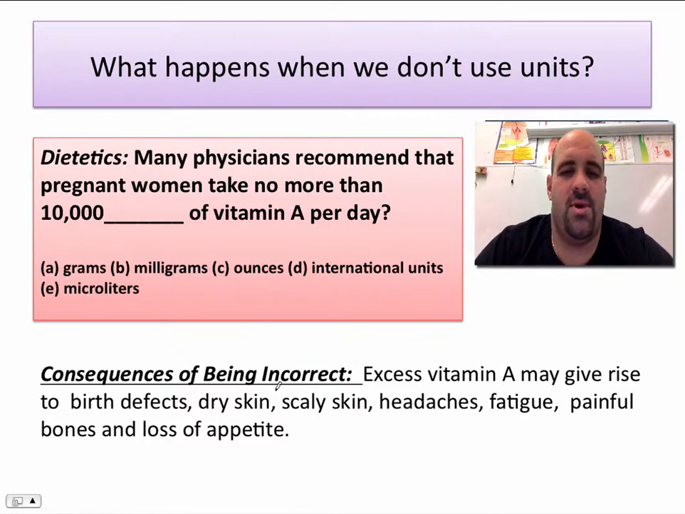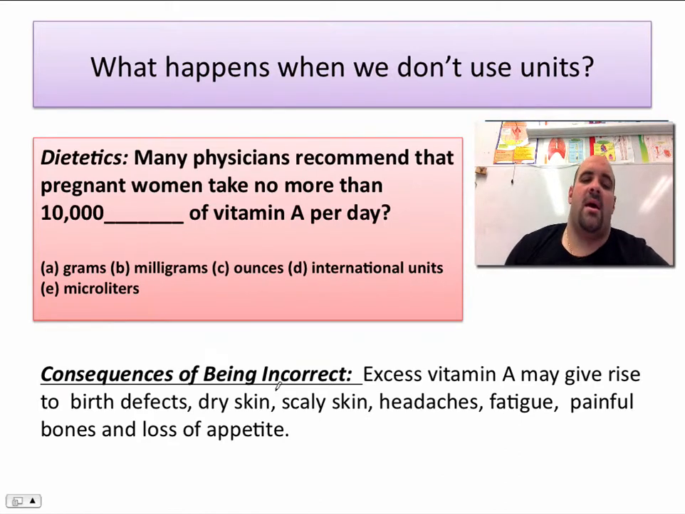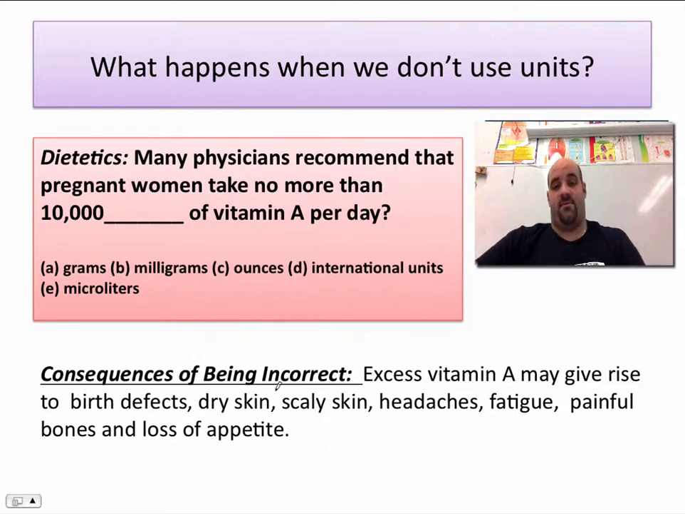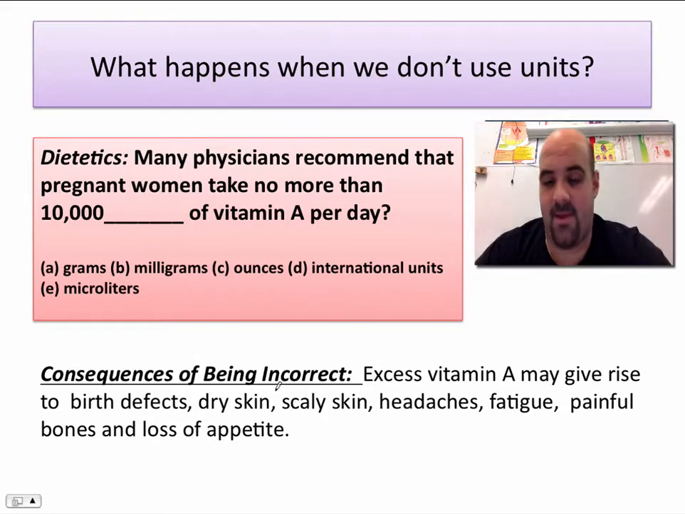No, obviously that's wrong. So you can do the same thing we did with the first one. You can eliminate some of these. You can eliminate ounces. You can eliminate grams and so forth. But the point of this is what happens if you take too much vitamin A, if you confuse the units. Well, there's birth defects. We don't want that for our children. Dry skin, scaly skin, headaches, fatigue, painful bones, and a loss of appetite, which obviously never happened to me before.